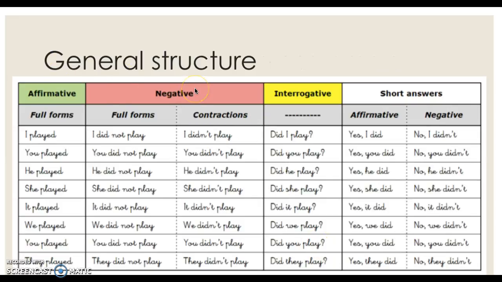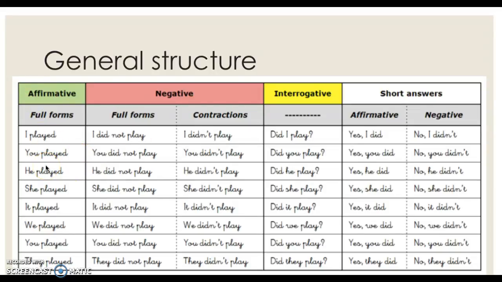As for the general structure, first, for affirmative sentences, as I was telling you, the only thing that we have to do is take the subject and then put the verb in the past. In this case, the verb is play, and the past tense of play is played. So we only add ed to the verb, and then it's in the past. Very, very simple, right?